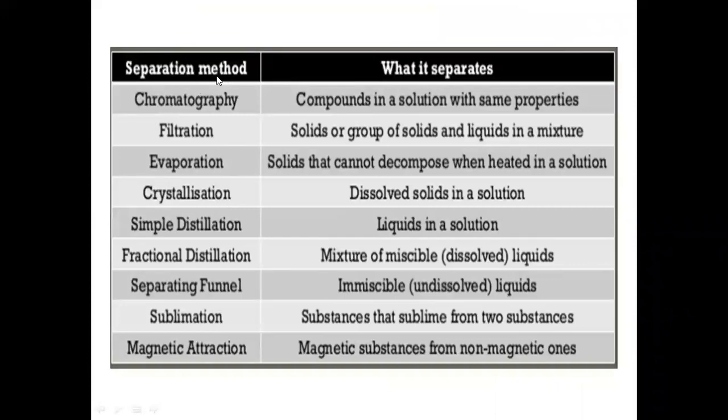So let us look at the various separation techniques and see what property we are using to separate the various components. For example, in chromatography, what we are doing is that we have a solution with various compounds in it, and the compounds have similar properties, except that they have different polarities. So the only thing that we are using to separate the compounds when we're doing chromatography is that we are separating them based on their polarity.